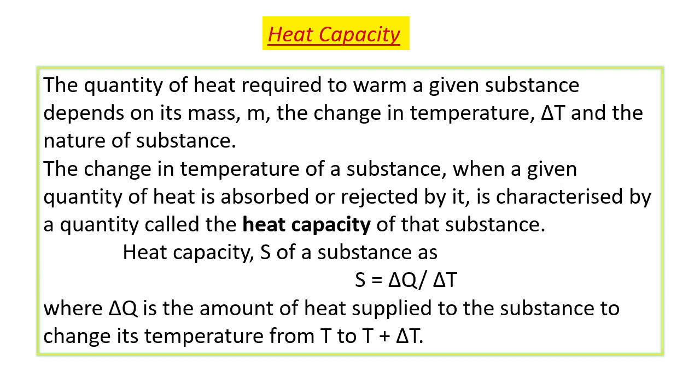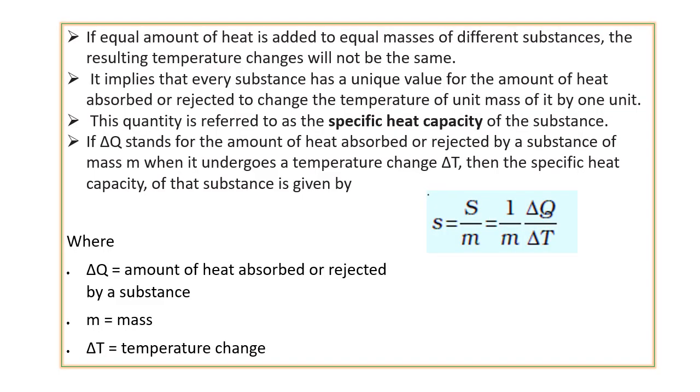If an equal amount of heat is added to equal masses of different substances, the resulting temperature changes will not be the same. That means every substance has a unique value for the amount of heat absorbed or rejected to change the temperature of unit mass of it by 1 unit. And this quantity is known as the specific heat capacity of the substance.